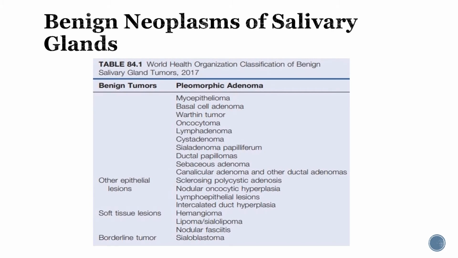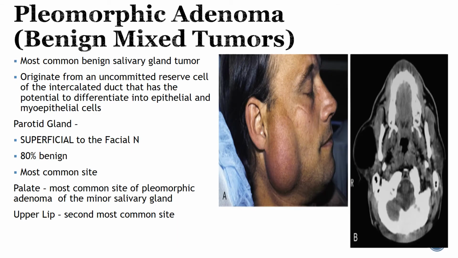This is the latest WHO classification of benign salivary gland tumors, and most salivary gland diseases are benign. Most salivary gland tumors that arise in the parotid glands are benign. Most minor salivary gland tumors are malignant. Pleomorphic adenoma, or benign mixed tumor, is the most common benign salivary gland neoplasm.